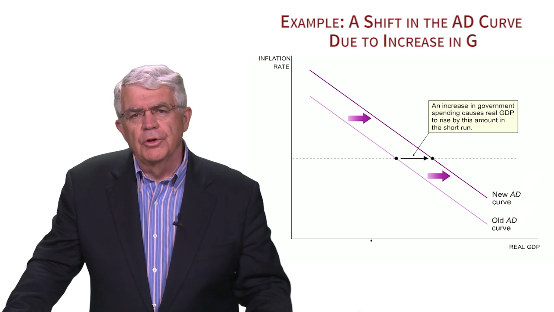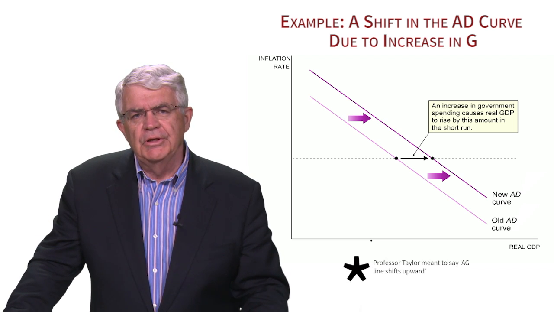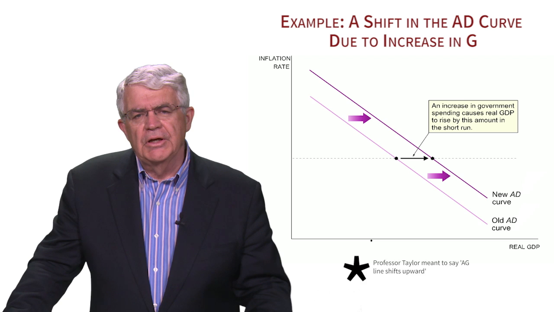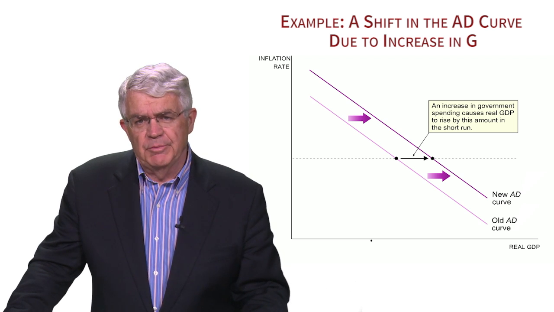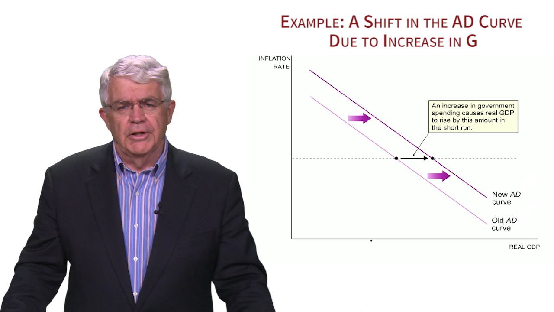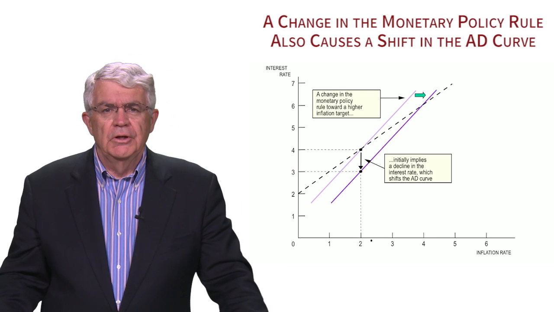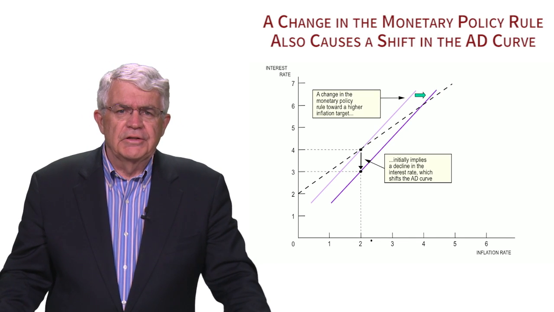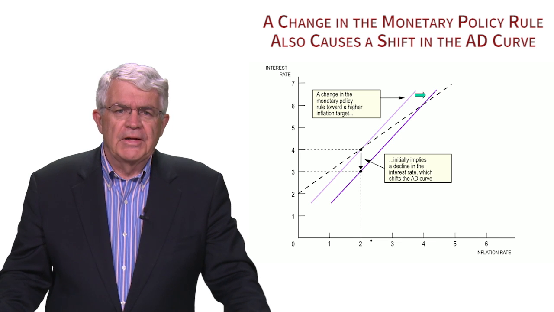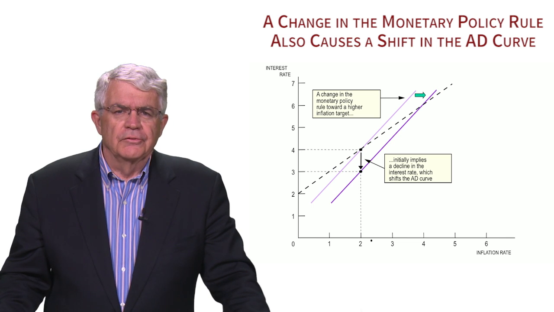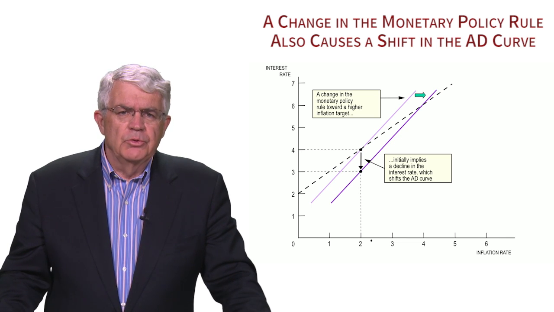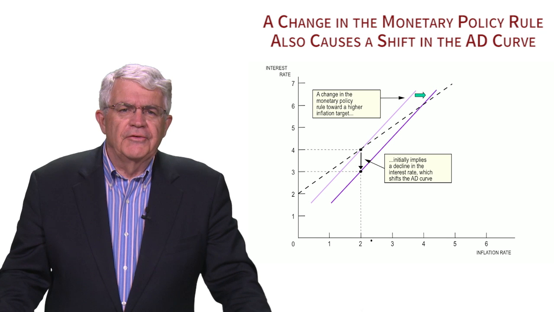Simply put, there's more being spent on real GDP at a given inflation rate, and so there's more being produced in the short run, and we're just going to represent that by a shift over to the right in this particular case. We also can have shifts in the monetary policy rule. That's illustrated in this picture. A shift in the monetary policy rule is going to result in a shift in the aggregate demand curve as well. This is an example where the Federal Reserve decides to go for a higher inflation rate.